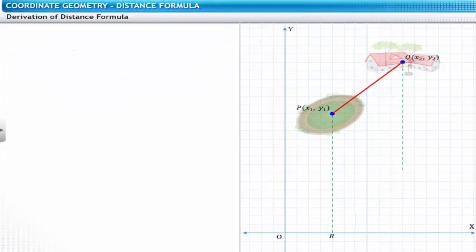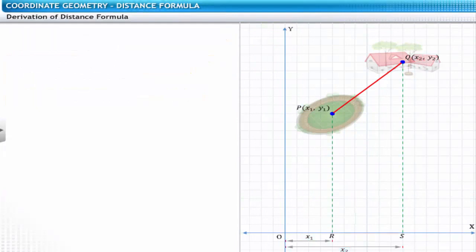We draw another perpendicular line from point Q to the x-axis. This line intersects the x-axis at point S. The x-coordinate of P is x1. This denotes that the distance from origin O to point R on the x-axis is x1. Similarly, the x-coordinate of Q is x2. This denotes that the distance from origin O to point S on the x-axis is x2.